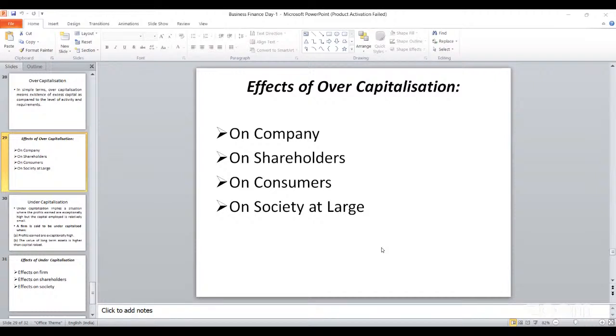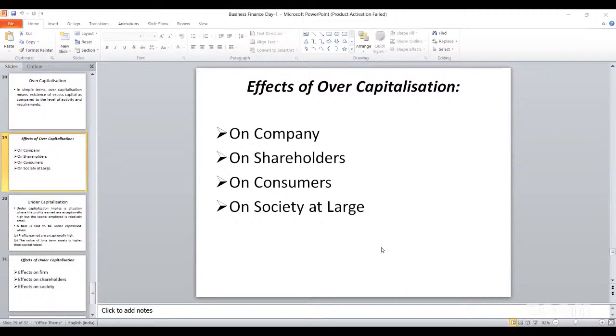So the term overcapitalization is something that should not be taken to mean excess funds. That means there can be a situation where the company may not be having sufficient funds. When the company is not having more funds and still it is at a low earning capacity, then the result will be overcapitalization, right?